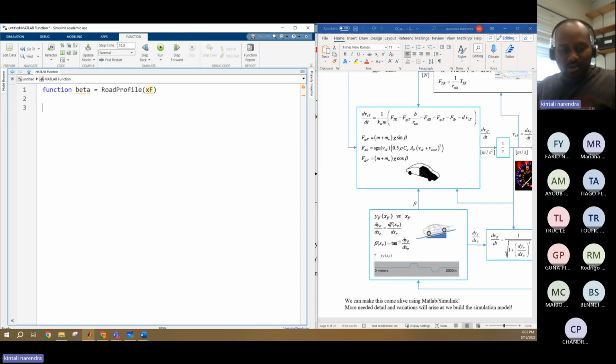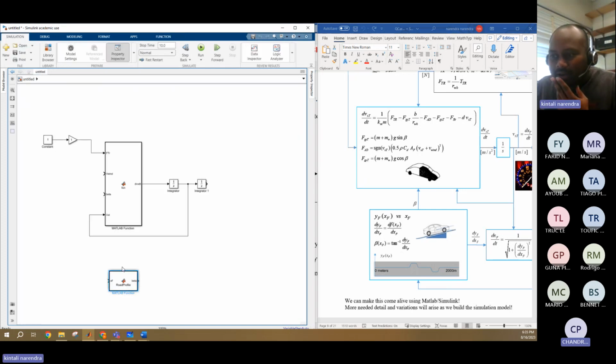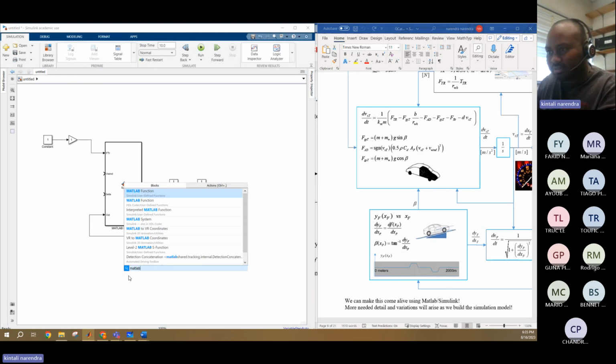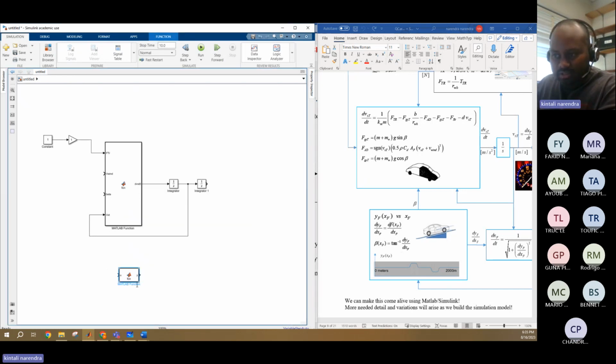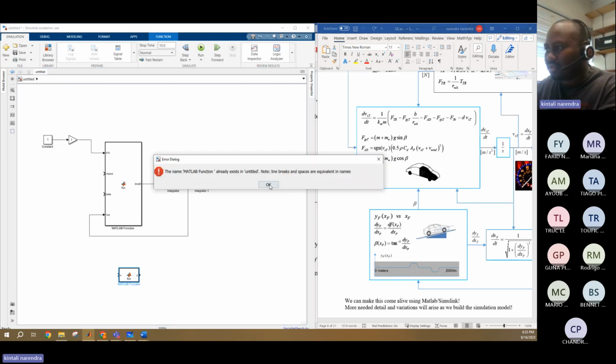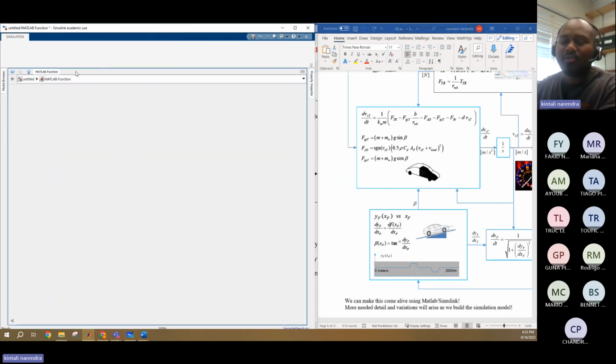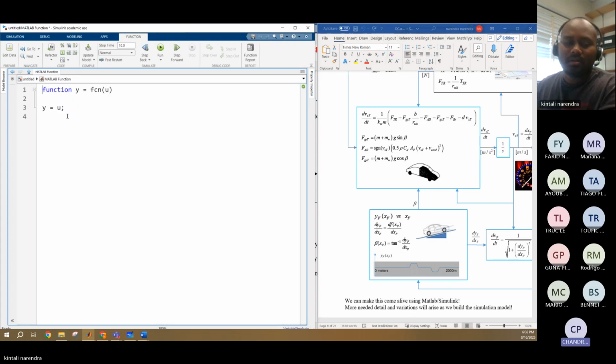Here, this second window, the function beta you wrote, how do we open this new window? See, I got a MATLAB function again. Just type MATLAB function and you'll get one. Now double click it, then you'll open it.